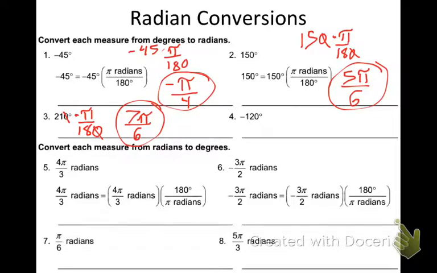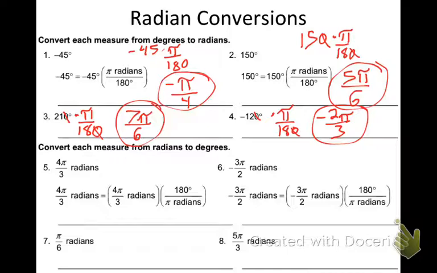Well, I'm going to take that times pi over 180. What can cancel off? My zeros. So I'm left with negative 12 over 18, which simplifies to negative 2 pi over 3. And that is in radian mode right there. So a little different. Okay, number 5.